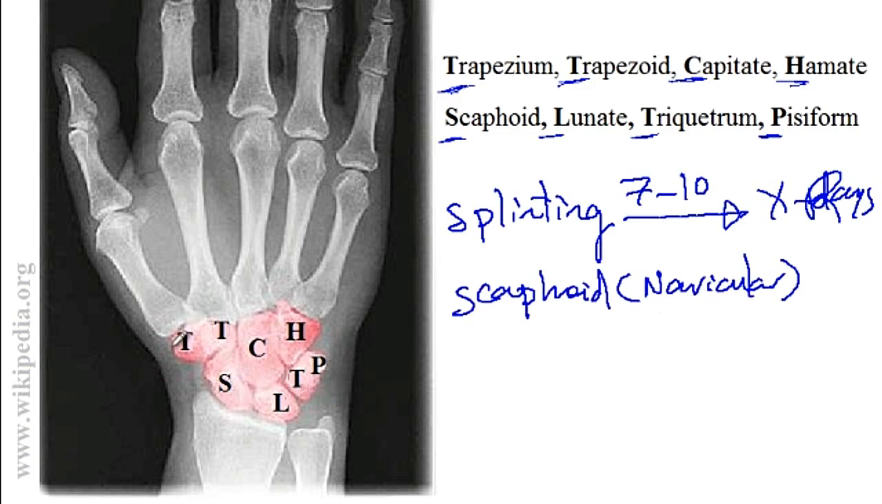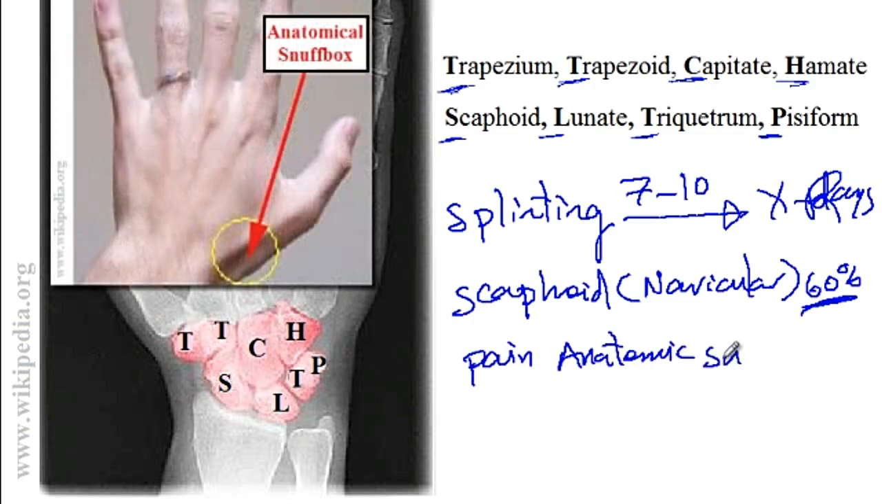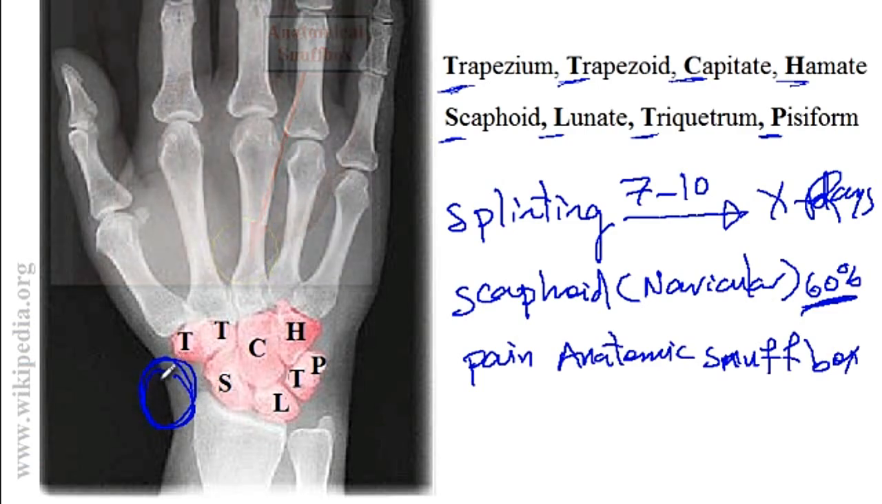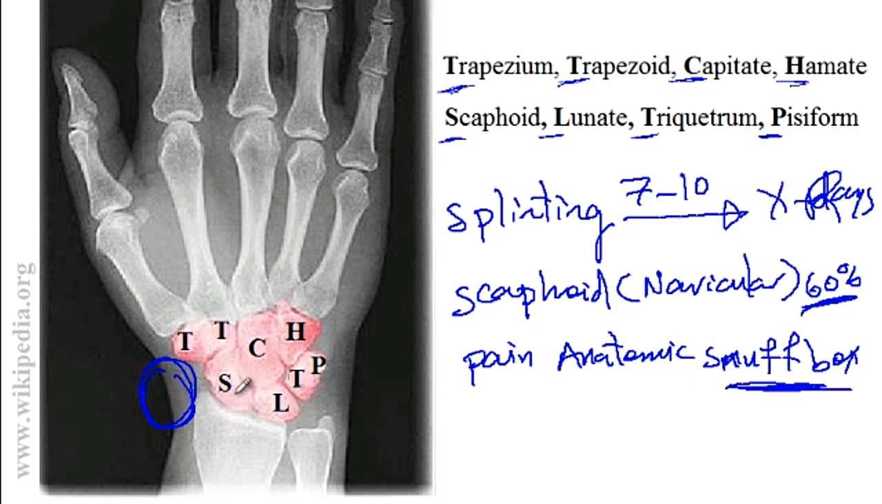In fact, out of all fractures of carpal bones, scaphoid accounts for about 60 to 70% of fractures of the carpal bones. And these patients generally present with pain over anatomic snuff box. The reason this region of the hand is called anatomic snuff box is that in the past they used to use this area of the hand to sniff tobacco, and so therefore the name snuff box has been given to it.